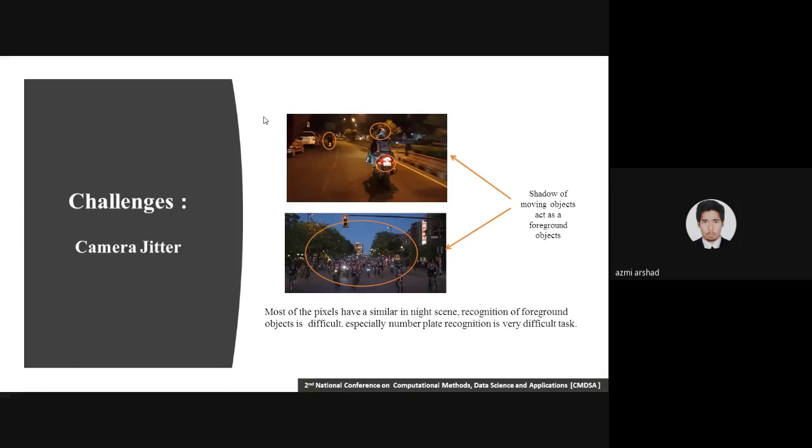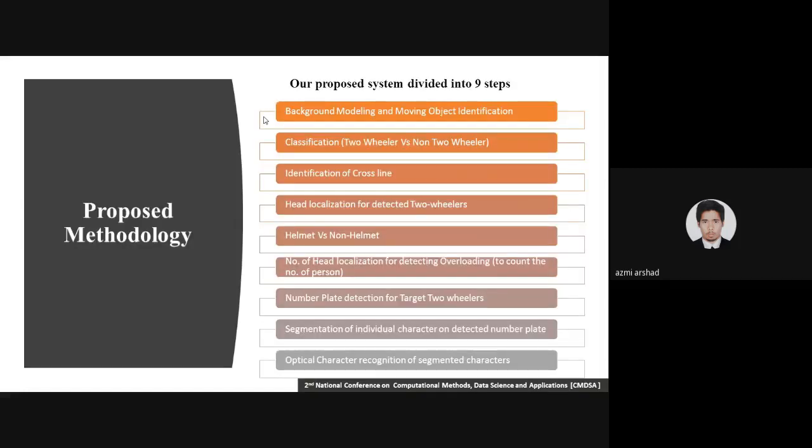And we propose a framework to implement detection and tracking of two-wheeler traffic rule violations. Basically, we divided the whole task into 9 submodules. First, we will do background modeling and identification of moving objects from CCTV footage, capture information related to moving and non-moving objects, and perform a classification operation to classify two-wheelers and non-two-wheelers.